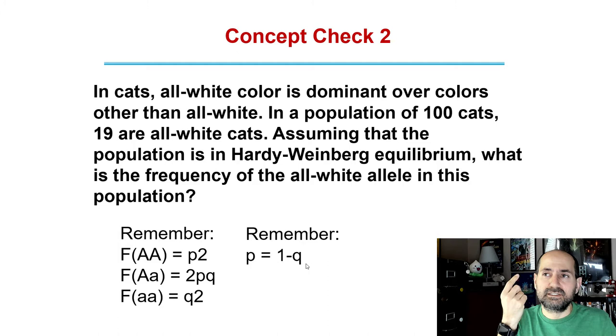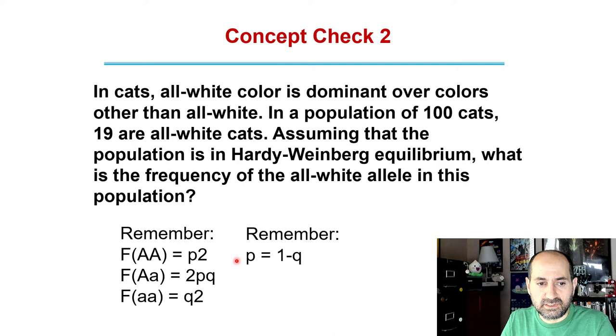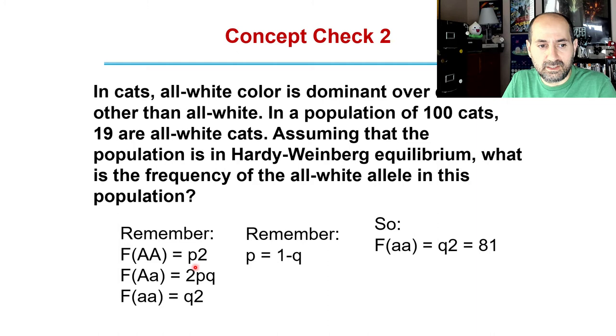And so if you wanted to figure out the number of, let's say, white fur, right? All white color cat, right? The white allele would be p, and that equals 1, because 1 represents 100% of the alleles, minus the decimal fraction of the allele q. So if this is true, we can use Hardy-Weinberg to figure out this problem. So remember that white was dominant and only 19 were dominant, right? Does that make sense? So that means that the number of heterozygotes and the number of homozygous dominants together, these two were your white cats.